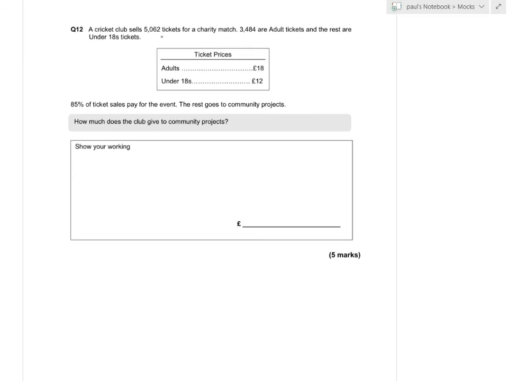A cricket club sells loads of tickets for a charity match. Those are adult tickets and the rest are under 18s. 80% of the ticket sales for the events, the rest goes to a community project. How much do they give to the community projects? Right, so ticket prices £18 times 5062. That's for the adults. 18 times 5062. Wow. That's £91,116. Now, under 18s.